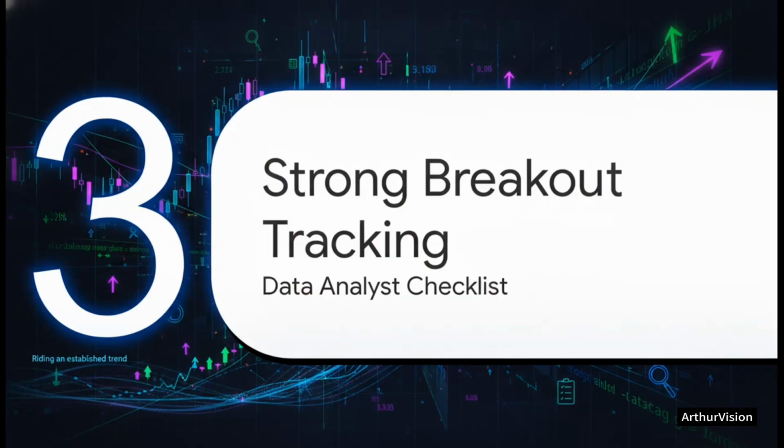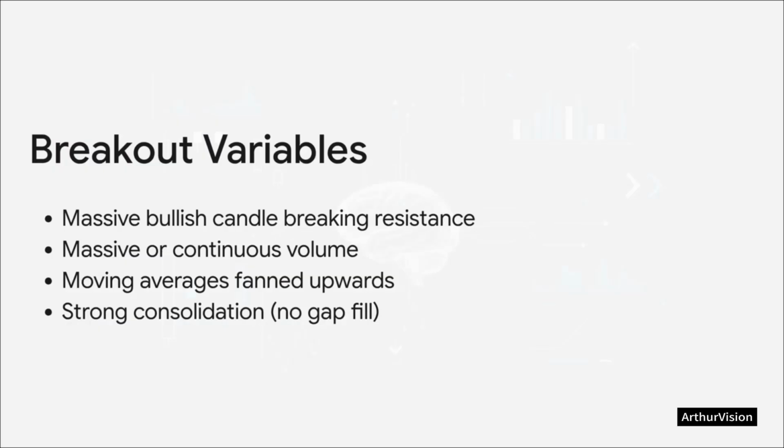All right, Section 3, strong breakout tracking, the professional data analyst checklist. Once you've initiated a position, maintaining it requires strict adherence to a professional action checklist. This ensures you ride the established trend without getting shaken out by random volatility. When evaluating a breakout, you're looking for these 4 objective variables. First, a decisive bullish candle breaking right through established resistance.